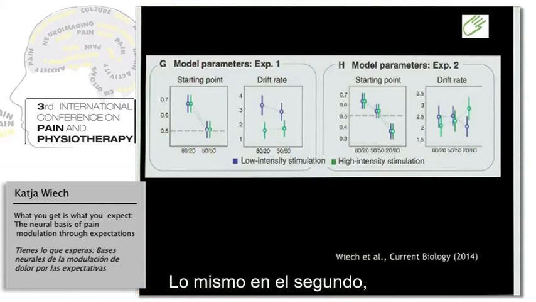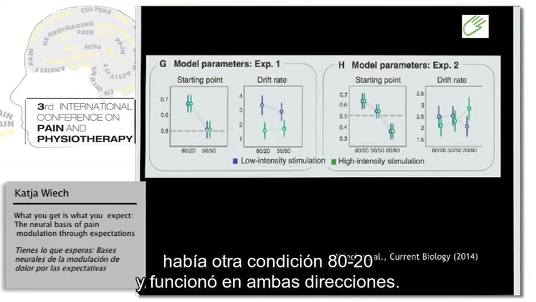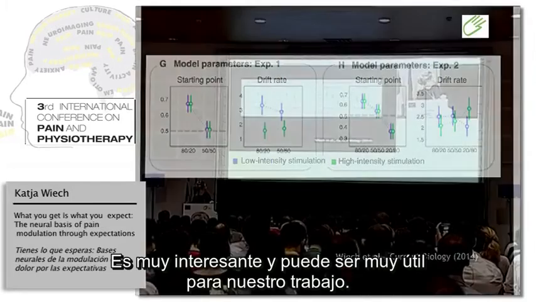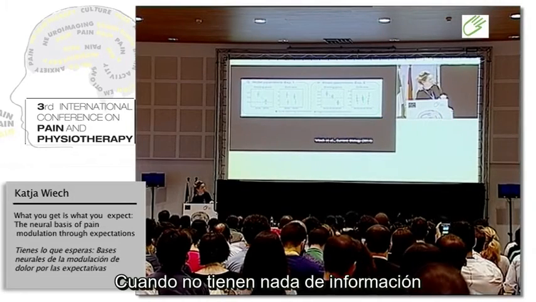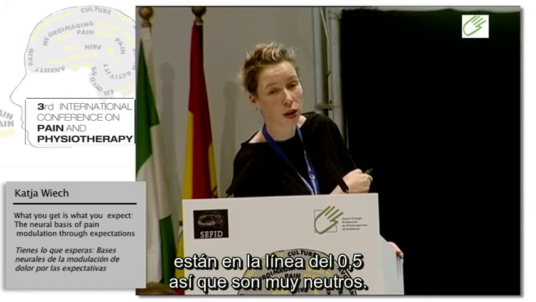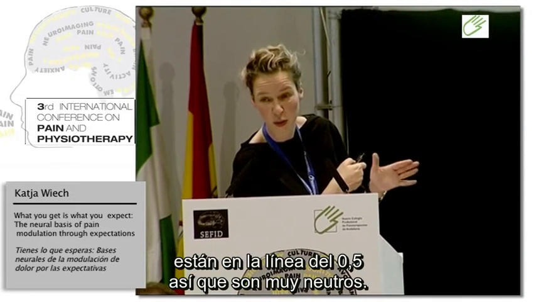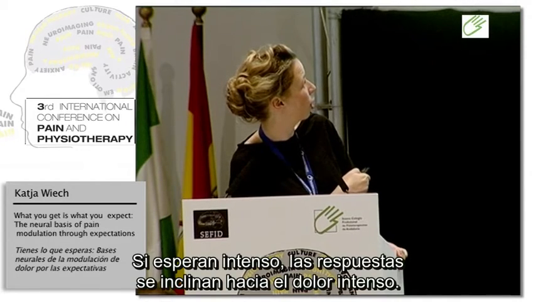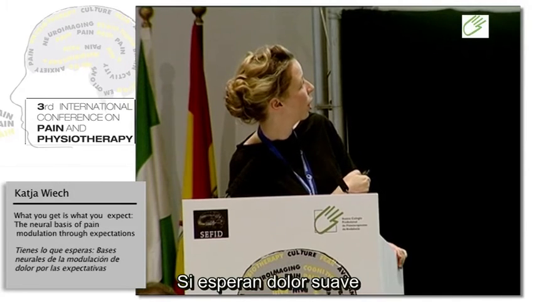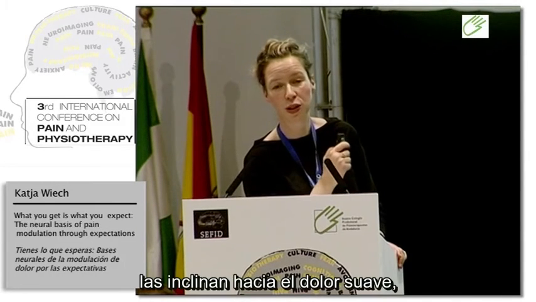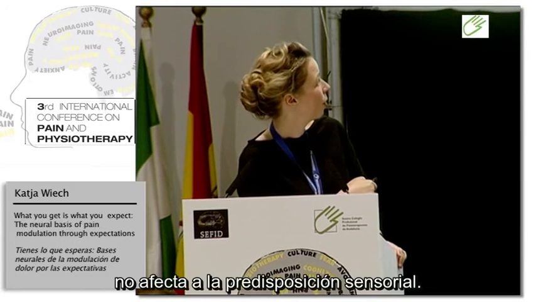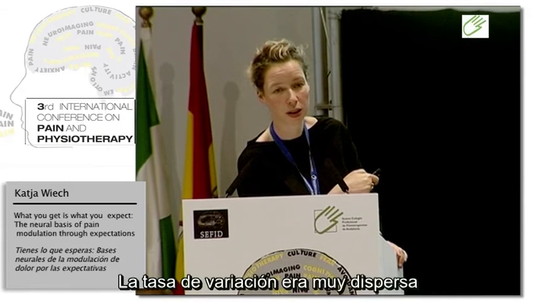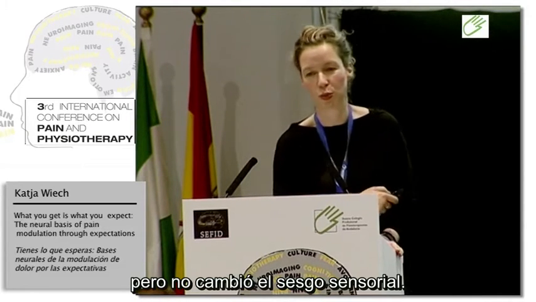Same for experiment 2, where we also had a 20-80 condition. It works both ways, which is very interesting and potentially, I think, very relevant for the work we are doing. So you can see when I don't have any information, they're about on that 0.5 line, so they are really neutral. If they expect high pain, they shift their prior up towards the boundary that would be high pain. If they expect low pain, they shift their expectations towards low pain. Nothing is happening on the sensory bias. So the drift rate was all over the place, but it didn't change sensory processing.